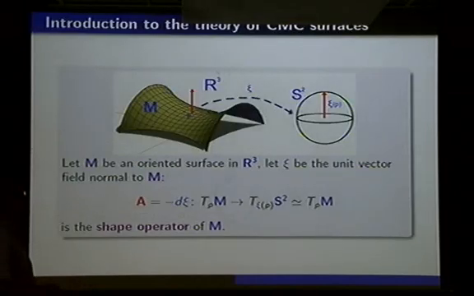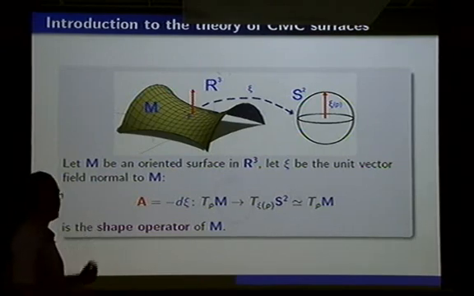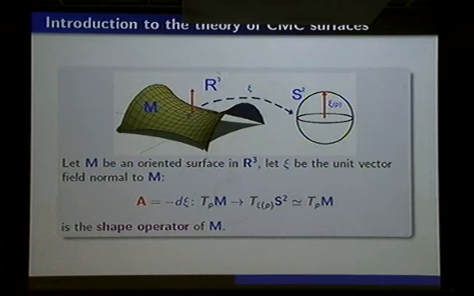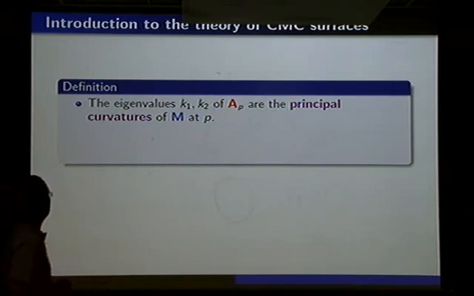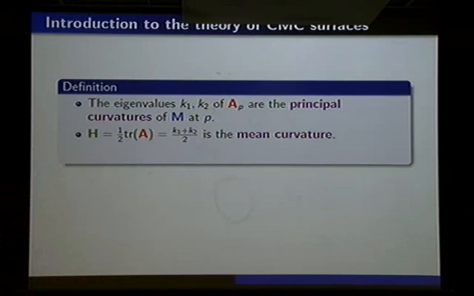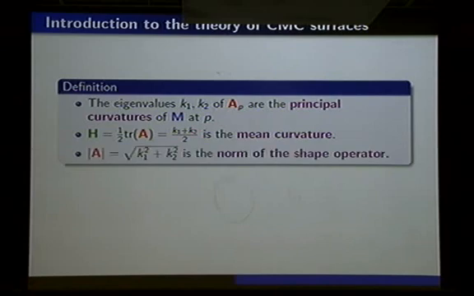We have a surface in R3, so we know that when we take the derivative of the normal vector, minus that is A, the shape operator, which is the map that goes from the tangent space of the surface into the tangent space of the surface. This shape operator contains the information on how the surface sits in R3. So if one wants to study the geometry of a surface, then looking at the shape operator can give a lot of information. The eigenvalues of the shape operator are the principal curvatures. The average of the eigenvalues, or half of the trace of A, is the mean curvature. And the norm of A, which is the square root of the sum of the squares of the eigenvalues, is the norm of the shape operator.